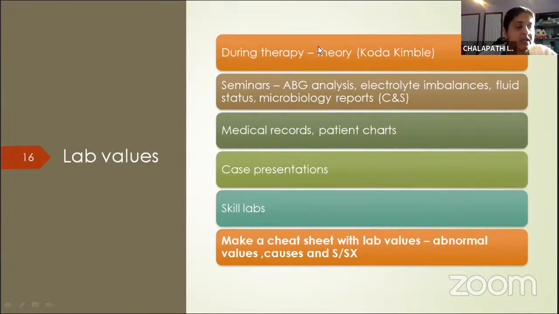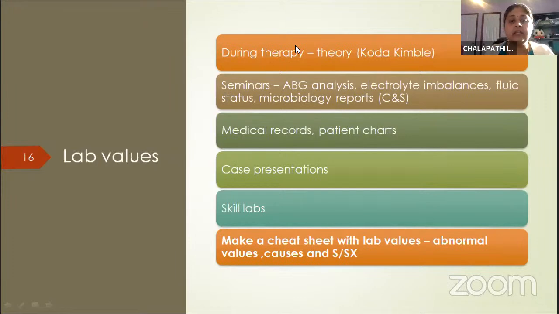That's actually another presentation entirely. I cannot do justice by covering all of them. But what I can tell you is in your textbooks and also on the internet, you have so many resources where you can get the lab values chart. Even Koda Kimball has a very good chapter in the beginning. So please go through all those.